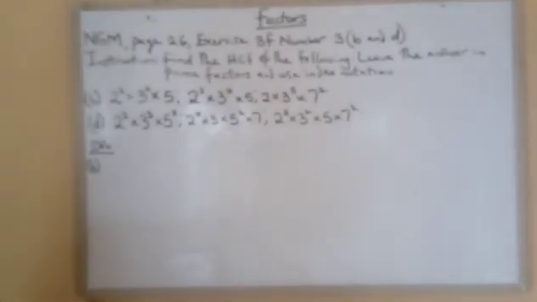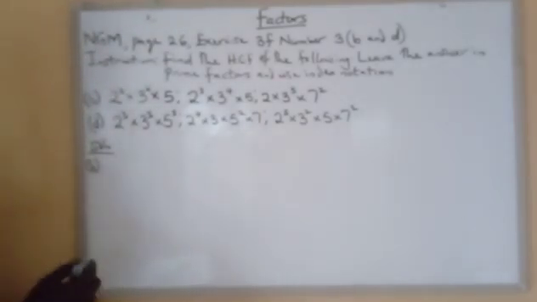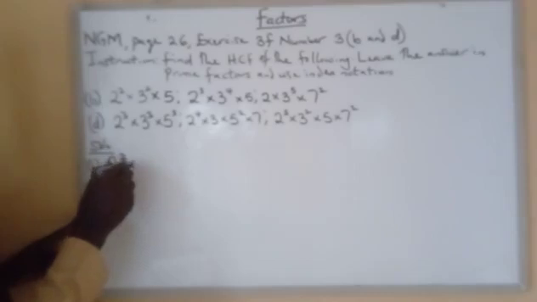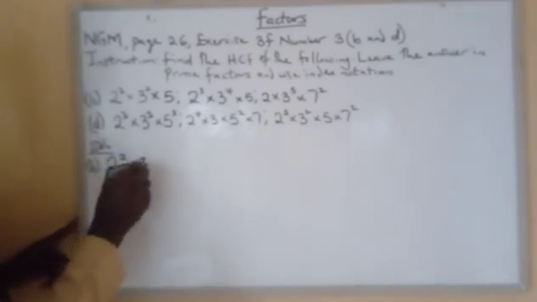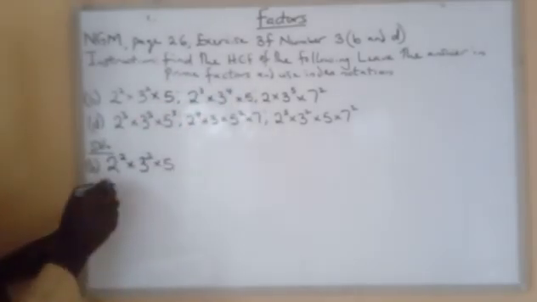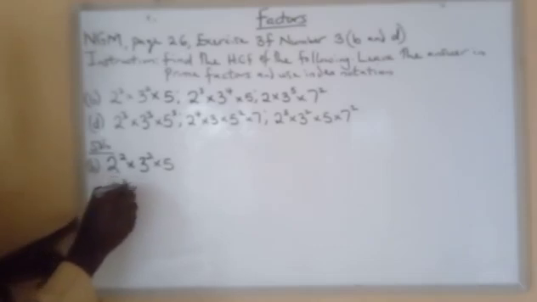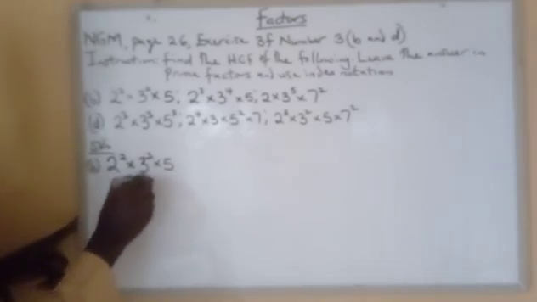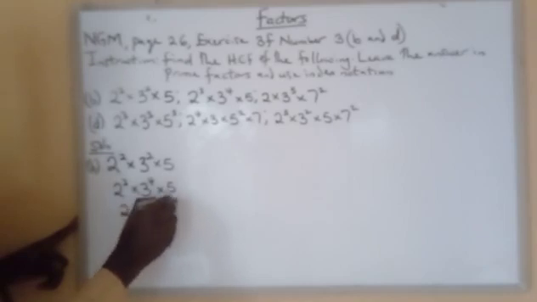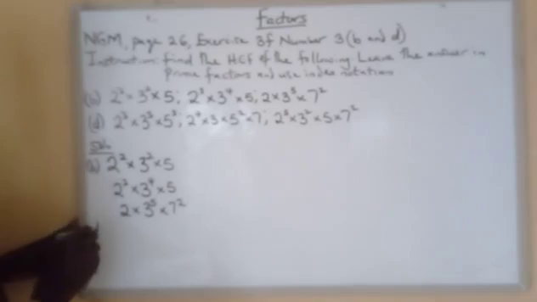So let's solve it together, and please take out your textbooks and your jotting notes to follow me. We have 2 to the power of 2 times 3 to the power of 2 times 5, that is the B part. Then we have 2 to the power of 3 times 3 to the power of 4 times 5. Then the last one, we have 2 times 3 to the power of 5 times 7 to the power of 2. So we have to find the HCF of each.